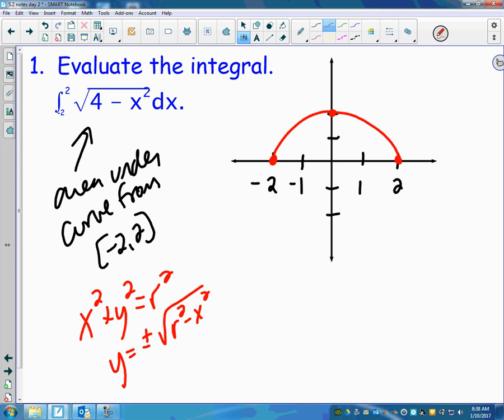So it's important that it's a geometric shape right now, because we don't want to do rectangles, because that's not going to be accurate. So this is half of a circle. We should be able to find the area of that, which means we can find the exact value of this integral by just finding the area of this semicircle. And what would be the formula for the area of a semicircle?